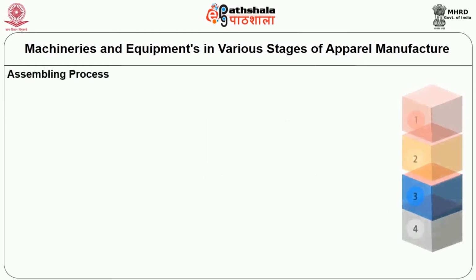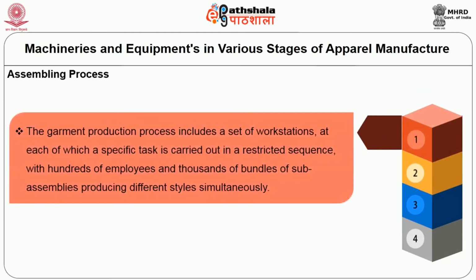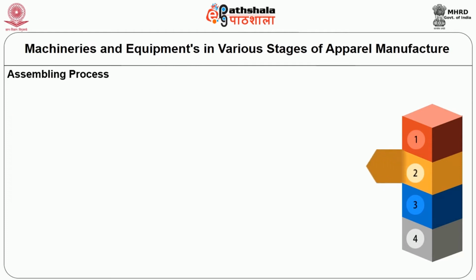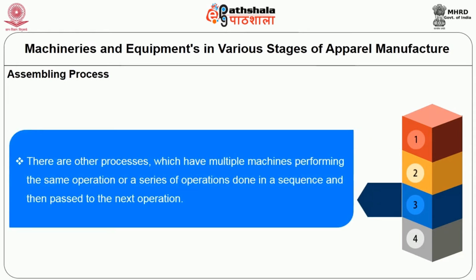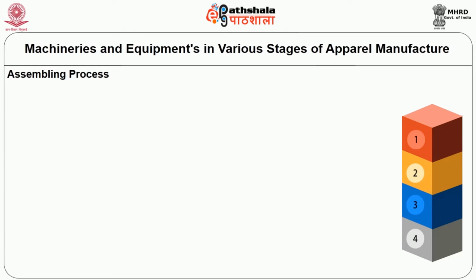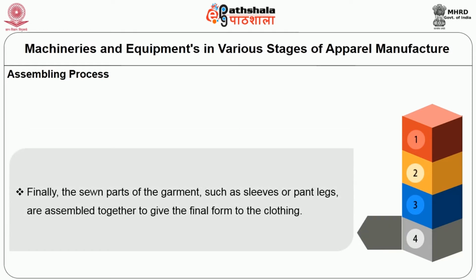Next, we will have a look at the assembling process. The garment production process includes a set of workstations at each of which a specific task is carried out in a restricted sequence, with hundreds of employees and thousands of bundles of sub-assemblies producing different styles simultaneously. Various industrial sewing machines can sew different types of stitches. Some machines work sequentially and feed your finished step directly into the next machine. There are other processes which have multiple machines performing the same operation, or a series of operations done in sequence and then passed on to the next operation. And finally, the sewn parts of the garment such as sleeves or pant legs are assembled together to give the final form to the clothing.